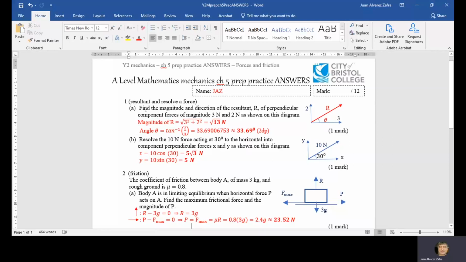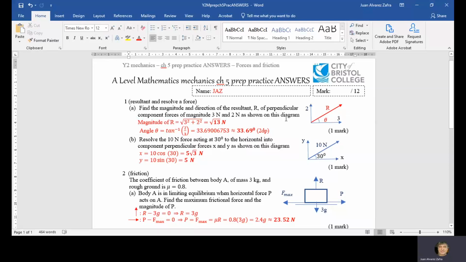Okay, so question 1. Find the magnitude and direction of the resultant R of perpendicular component forces of magnitude 3 newtons and 2 newtons as shown in this diagram. So in this case, we have two components and we want to work out what the resultant is. If you imagine a triangle with one length 3, the other length 2, and an angle theta, we want to work out R and theta.